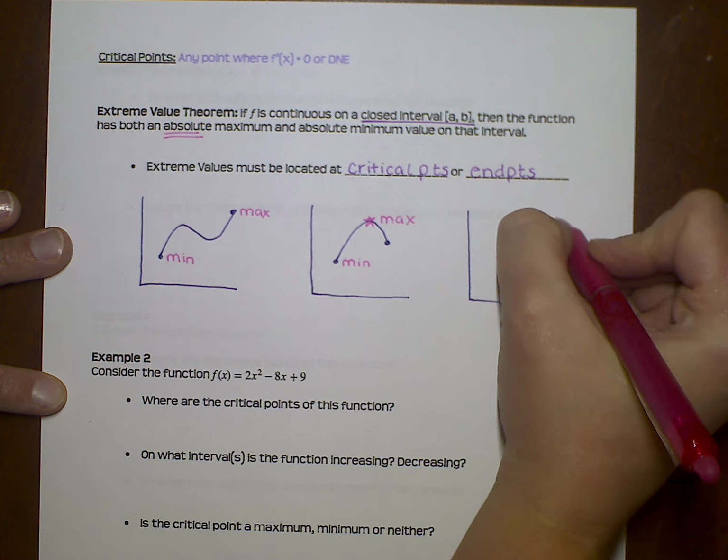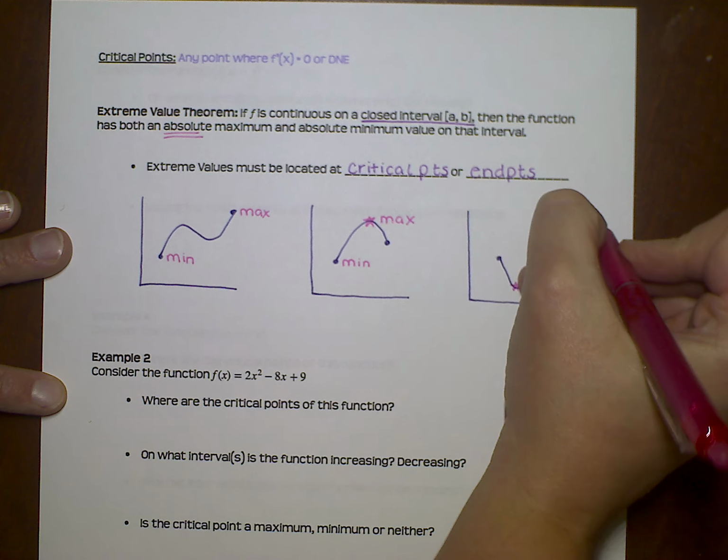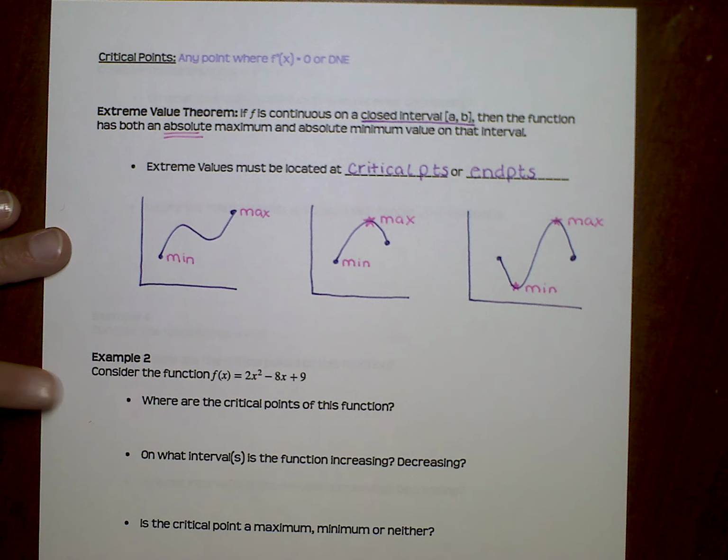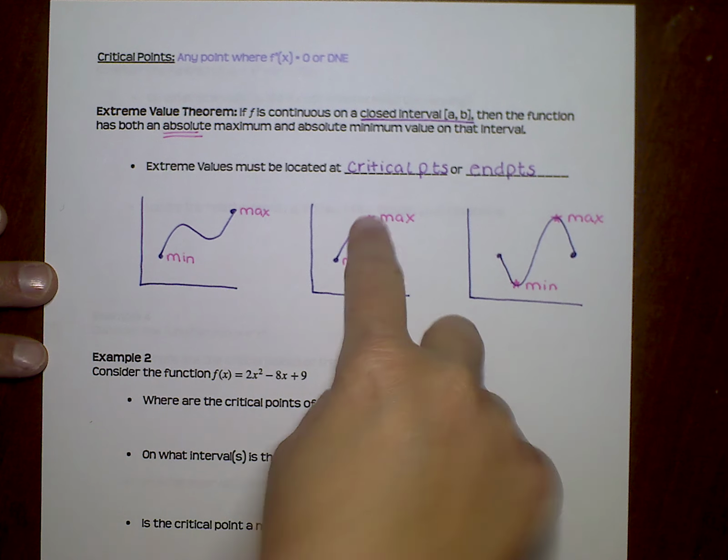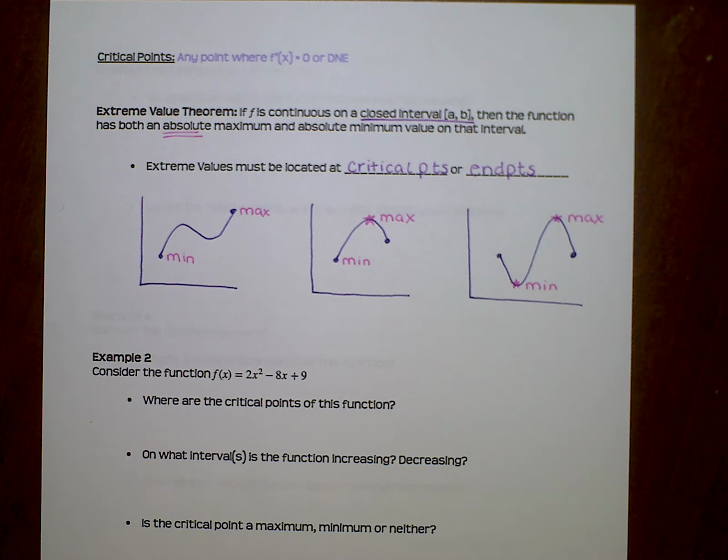And my maximum is up here at a critical point. Okay, so you can have any combination of endpoints and critical points serving as your min and your max, but it's always going to be at one of those two places. So if I hand you a function, which I'm going to do a lot of this, and I say, find me the minimum, the only places you have to investigate, the only places you have to check are the endpoints and then any critical points. That's where the minimum has to be located.